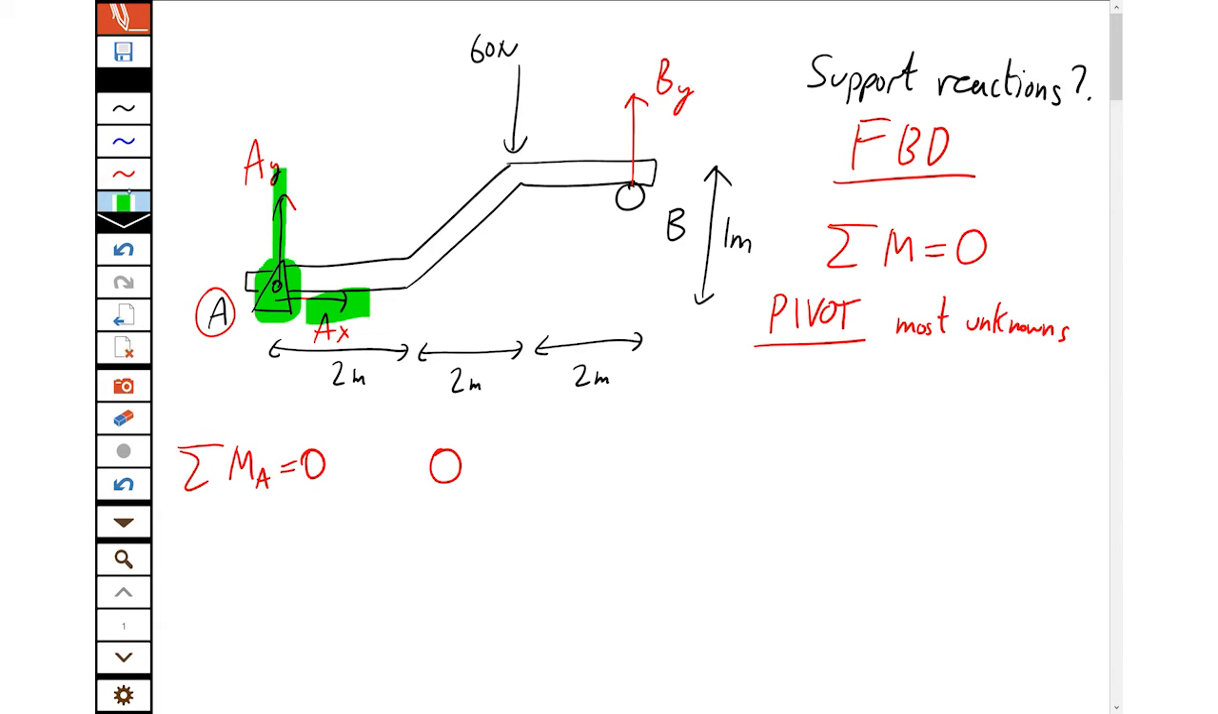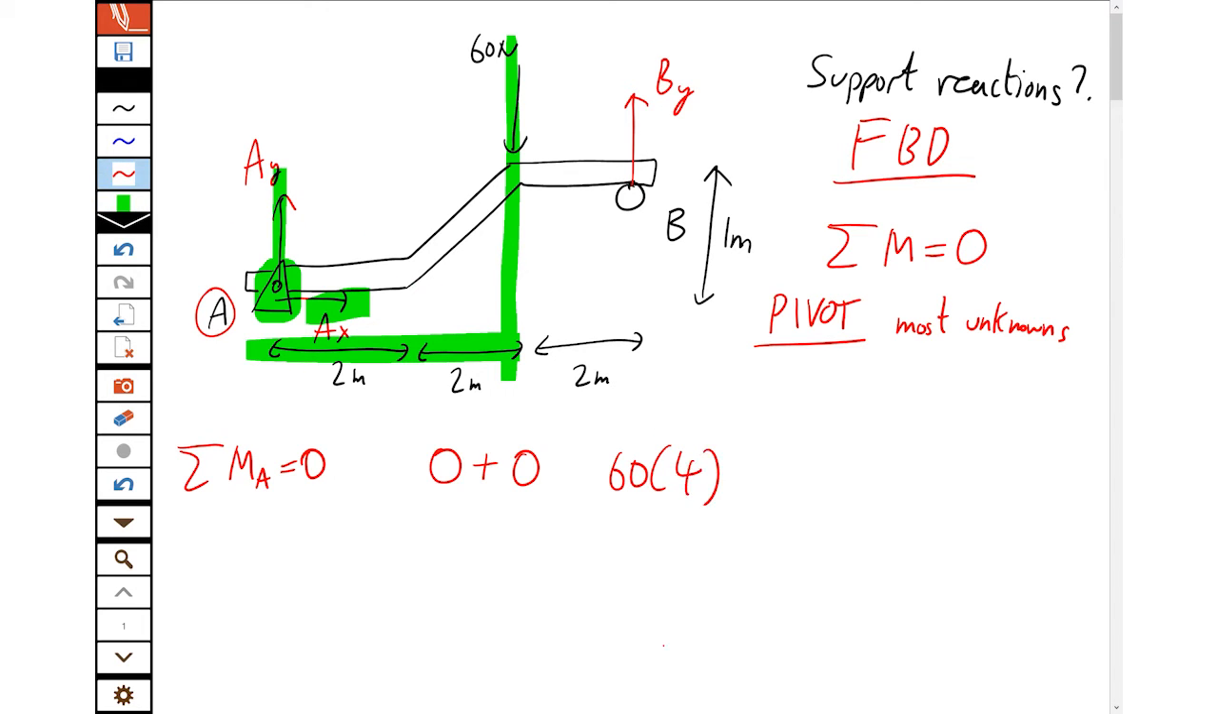Force AY is acting through the pivot, so it produces no moment around the pivot. Then we have 60 newtons, a perpendicular distance of 4 meters away. Now, is that positive or negative? Oh, I should draw my axes to always check. Remember, you're going to be marked on all these diagrams later, so you might as well get into the habit of drawing them right. We can see this force pushing down would be clockwise around A. So that's a negative moment.